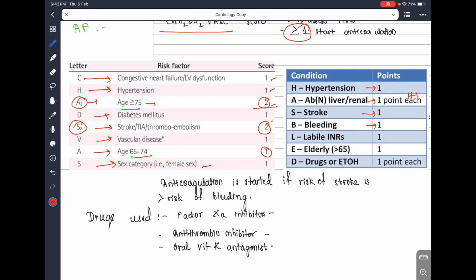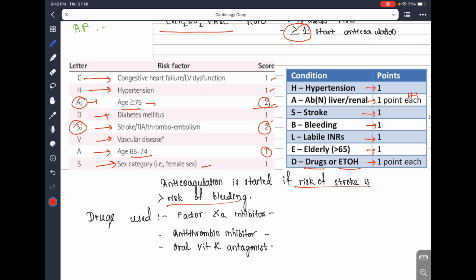Bleeding history, 1 score. Labile INR, 1. Elderly, age more than 65, it's 1. Any history of drug or alcohol use, then 1 point each. If the patient has both, you will be giving 2 points. And you will start the anticoagulation if the risk of stroke is higher than the risk of bleeding. Is this clear? First, assess the CHA2DS2-VASc score and also assess the HAS-BLED score. If the risk of developing stroke is higher than the risk of bleeding, then start the patient on anticoagulant.